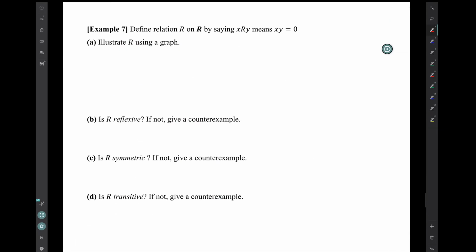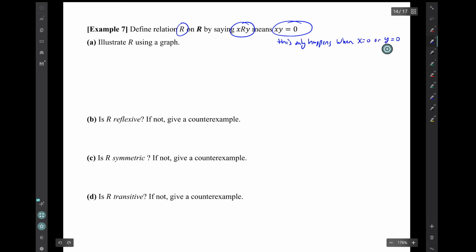Example 7. Define a relation R on the set of real numbers by saying that xRy means that xy equals 0. Illustrate that using a graph. Now, how do I illustrate that with a graph? Well, remember the zero product property says that x times y equals 0 only happens when x equals 0 or y equals 0 or both. So there's the graph of R. It's the axes.